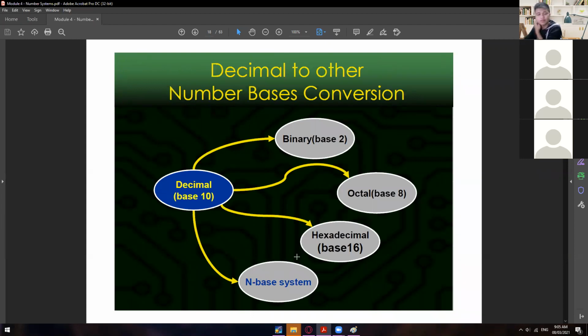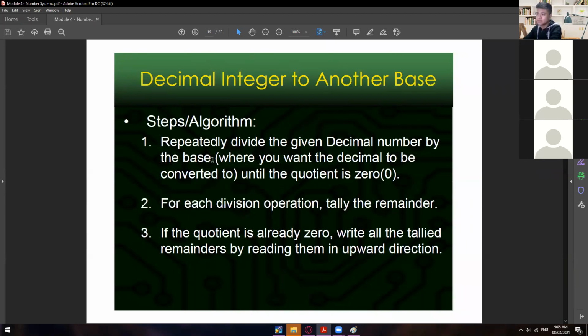All right. So that is only applicable for any base to decimal. But for decimal to any base, this is the one that you need to follow. Okay, so we have here steps 1 to 3. Repeatedly divide the given decimal number by the base that you want the decimal to be converted to, until the quotient is 0. For each division operation, tally the remainder. And if the quotient is already 0, then write all the tallied remainders by reading them in upward direction, so from bottom to top.